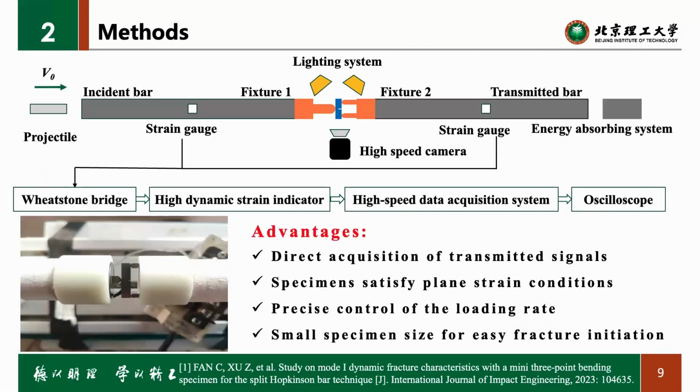This is a schematic of the Mode 1 dynamic fracture method, and the real apparatus, and this is the specimen. This method has four advantages. First, direct acquisition of the transmitted signal. Second, the specimen satisfies the force equilibrium condition. Third, precise control of the loading rate. And finally, the small specimen size makes fracture initiation easy.